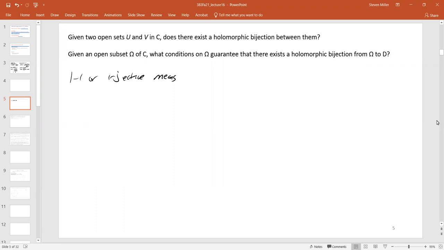I could have the map where everything is mapped to the origin. And then if my domain, I'm sorry, if my range is just the origin, then everything in the domain is hit, and it's hit by everything. So one-to-one injective means if f of z1 equals f of z2, then z1 equals z2. So distinct points go to distinct points. Okay, what does onto or surjective mean?